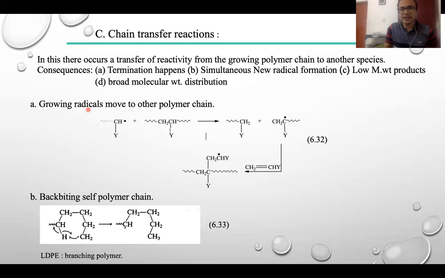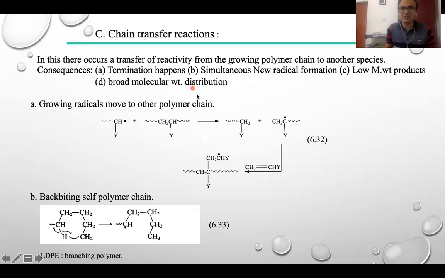Here you can see the consequences of the chain transfer reaction: a termination happening, a simultaneous new radical formed, and a broad molecular weight distribution. Because of the abrupt termination, the number of chains formed is more, but the length of the chain is quite reduced.